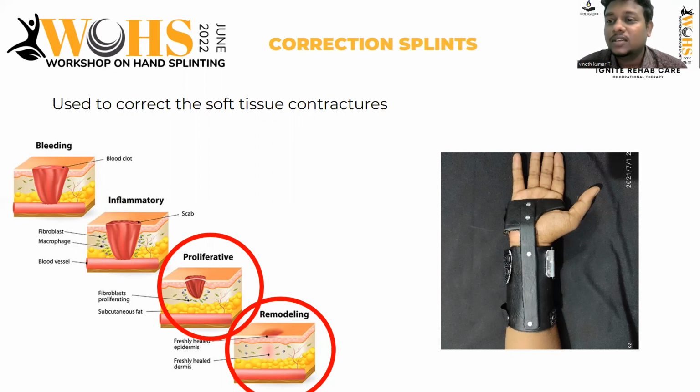As you might know, sir has explained what is meant by contractures and deformity in the previous days. These splints are designed to stretch soft tissue structures and not osseous structures.